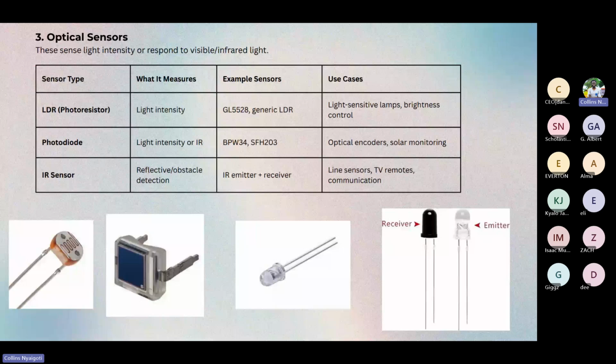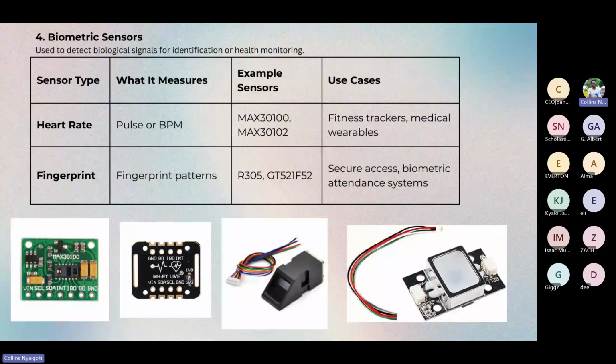Biometric sensors. That's our fourth group of sensors which we'll be looking at today. These are used to detect biological signals for identification and health monitoring. It's biometric, so obviously it's biological.